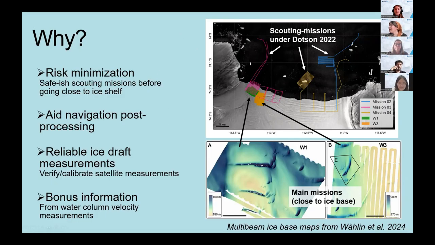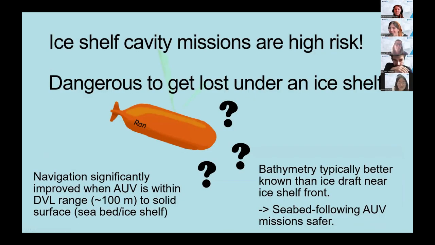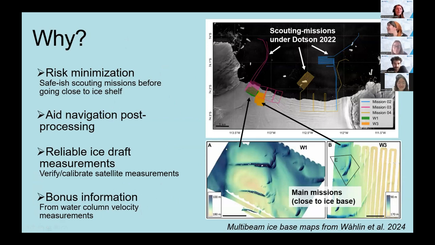So what you see here is the scouting missions, or the seabed following missions, that we did in 2022 under Thwaites Ice Shelf in color. And then, sorry, do you see it? I don't see what you see. And then we also have some high resolution ice draft measurements from multibeam, where the AUV was very close to the ice base. And then we use them to validate the data we get from those scouting missions.